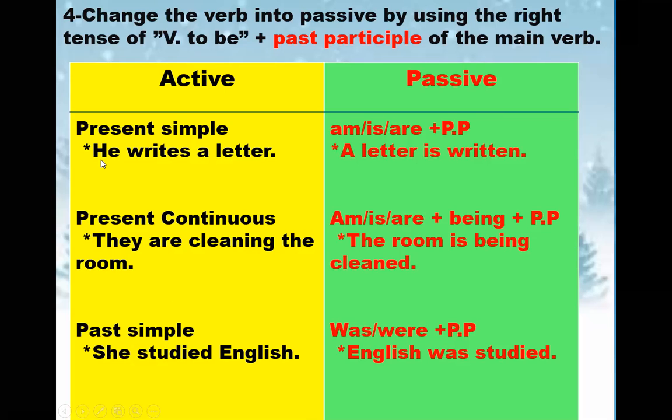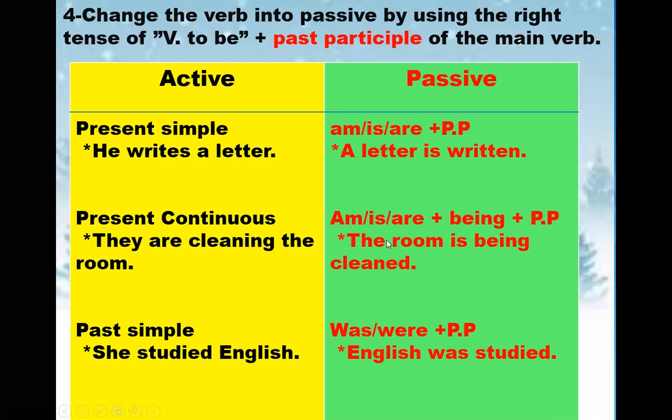The present simple, like this: He writes a letter. How can we change it into passive to make the subject less important or to start with the object? We have to write am or is or are plus the past participle, like this: A letter is written. You can say "by him" or not. It's optional.